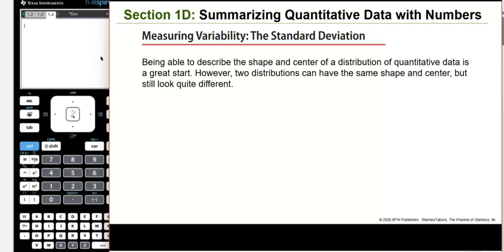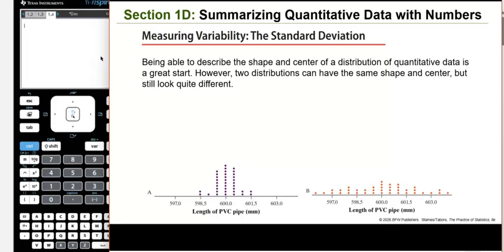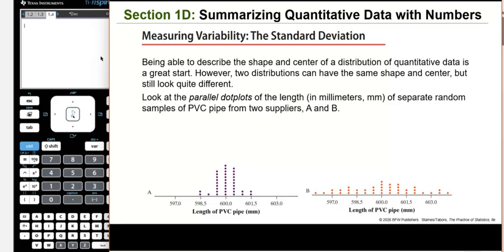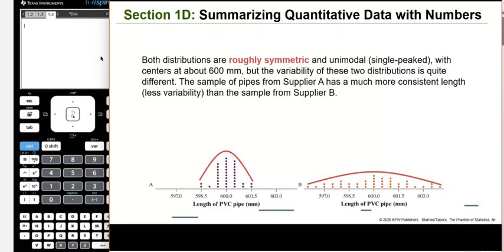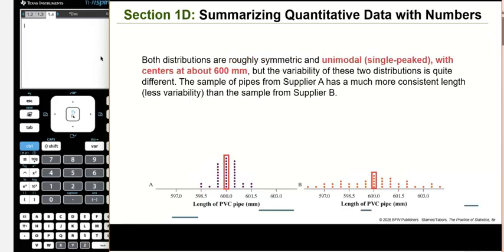Okay, be able to describe how the shape and center of a distribution is a great start. However, two distributions that have the same shape and center can look quite different. Oh, that's interesting. Okay, so these two have the same center, right? The center looks to be about 600 to me, but much less variation. So the range would be much smaller for set A than set B, and they do have a different look to them because of that difference, I would say. Yeah, I mean, the shape is roughly symmetric, but that's about it.